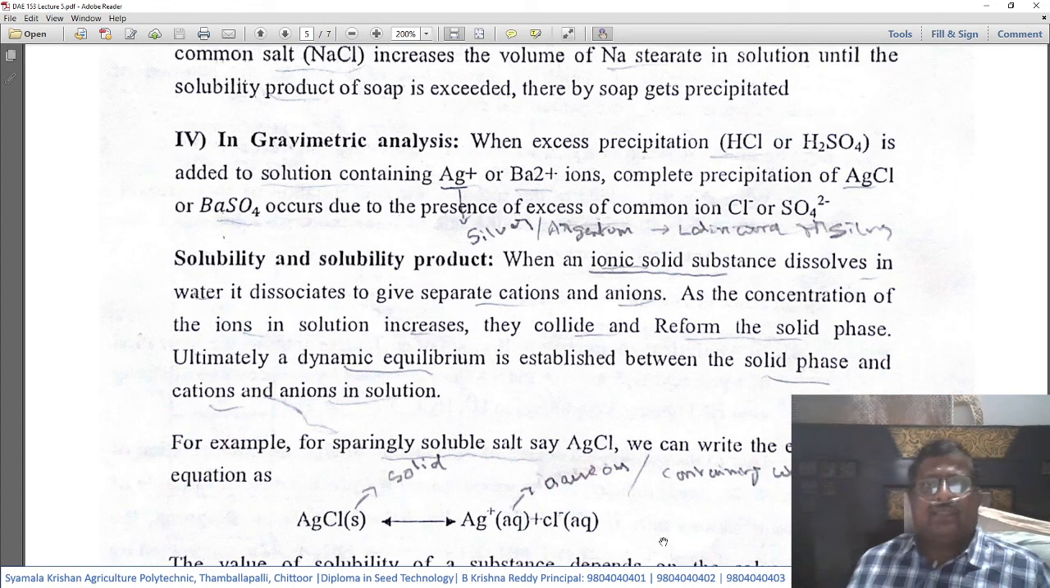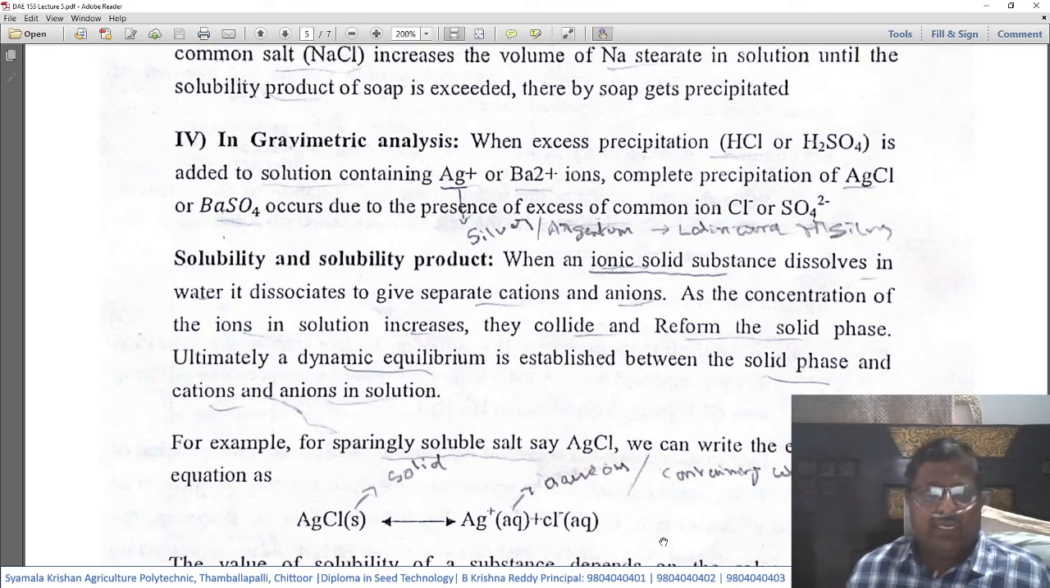So, in gravimetric analysis, what happens is that when excess precipitant, that is hydrochloric acid or H2SO4, is added to a solution containing silver or barium ions, complete precipitation of silver chloride or barium sulfate occurs due to the presence of excess common chloride or sulfate ions. So, this precipitation, or formation of silver chloride and barium sulfate, will take place. This is gravimetric analysis.